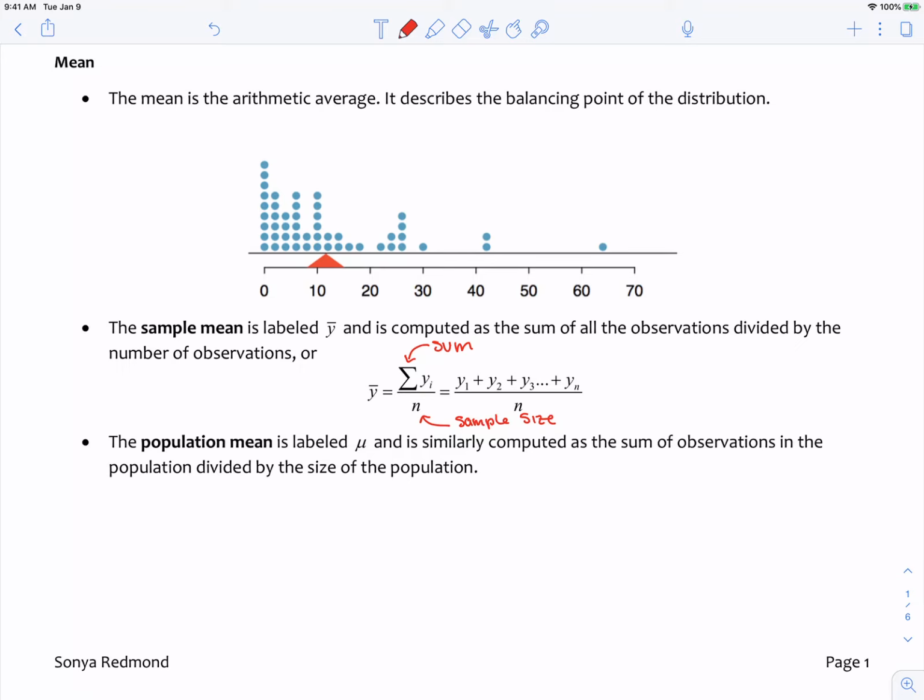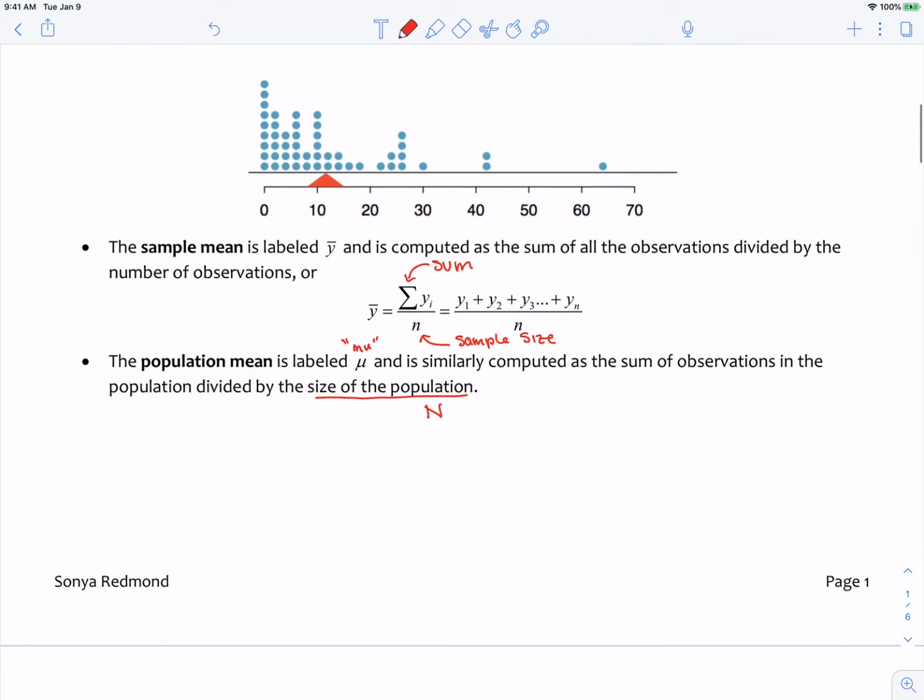The population mean, remember, is labeled with the symbol mu, M-U, if you wanted to write it out in terms of its name, and is similarly computed as the sum of the observations, but in the whole population, divided by the size of the population. And the size of the population symbol, remember, is uppercase N as opposed to the lowercase n, which is the sample size.